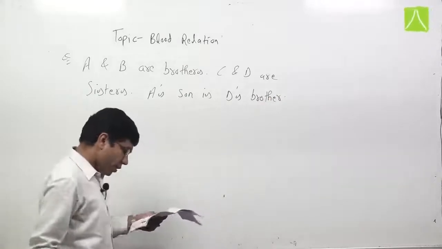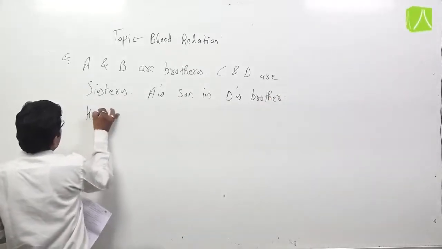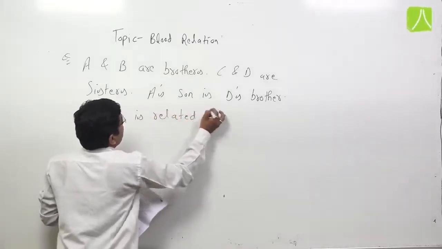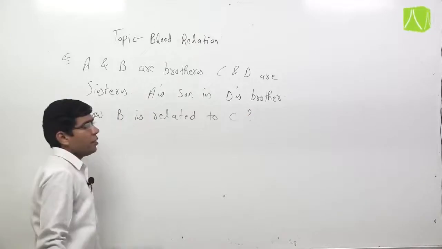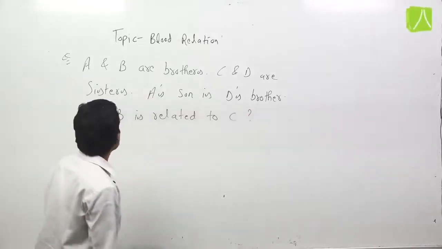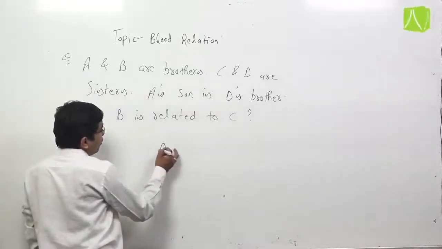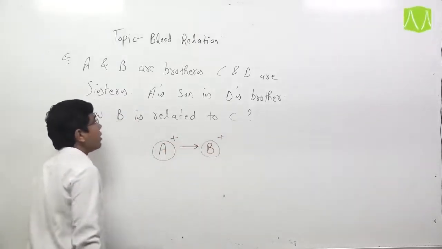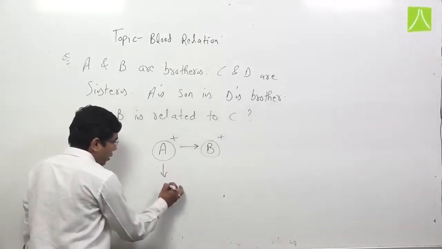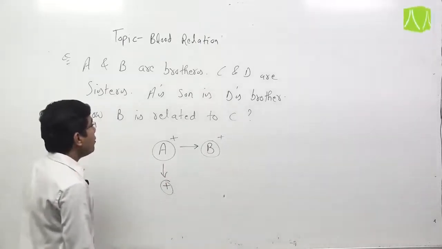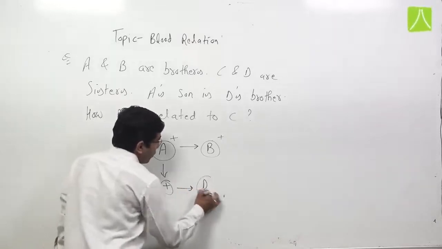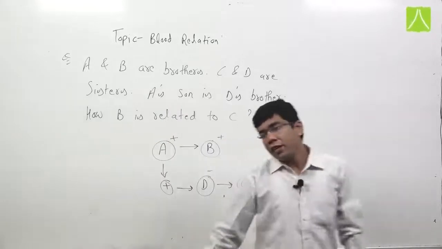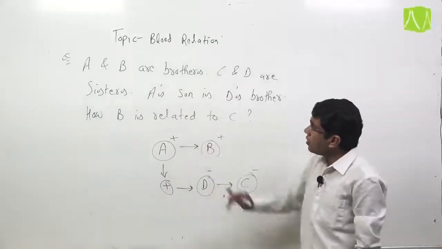A's son is D's brother. Question is, how is B related to C? According to the question, A and B are brothers. A's son is D's brother, and in the question condition it is given that C and D are sisters.